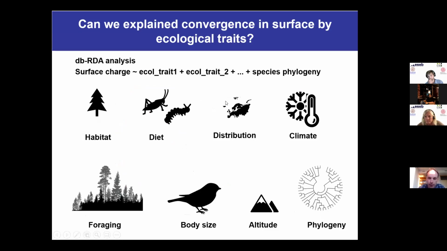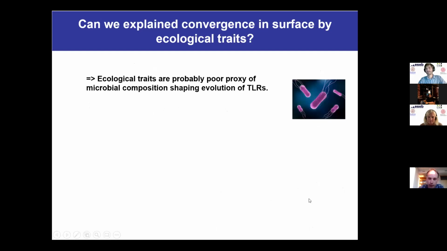And since we observe quite extensive convergence in TLRs, we also attempted to explain this convergence by some ecological traits, because TLR evolution is mostly shaped by microbial communities. However, these communities are not known for our species, so we used some ecological traits that we believe could work as a good proxy of microbial communities. Those are listed here, and we applied RDA analysis while controlling for the effect of phylogeny. However, none of these ecological traits were present in the final model. There was only a weak effect of phylogeny.